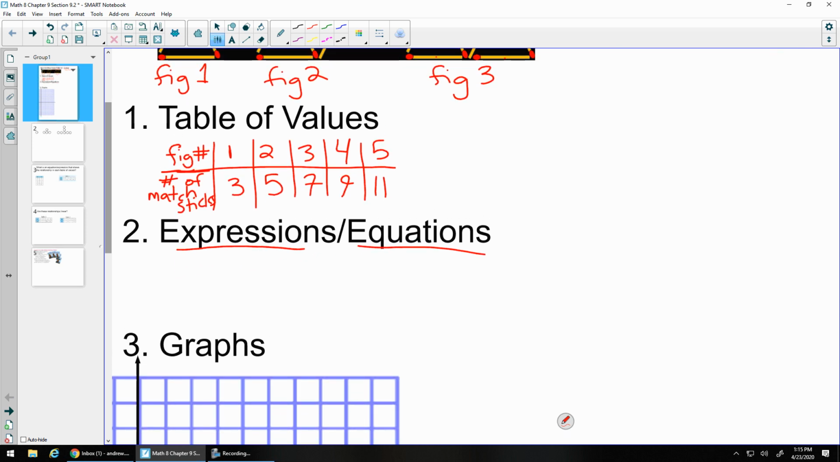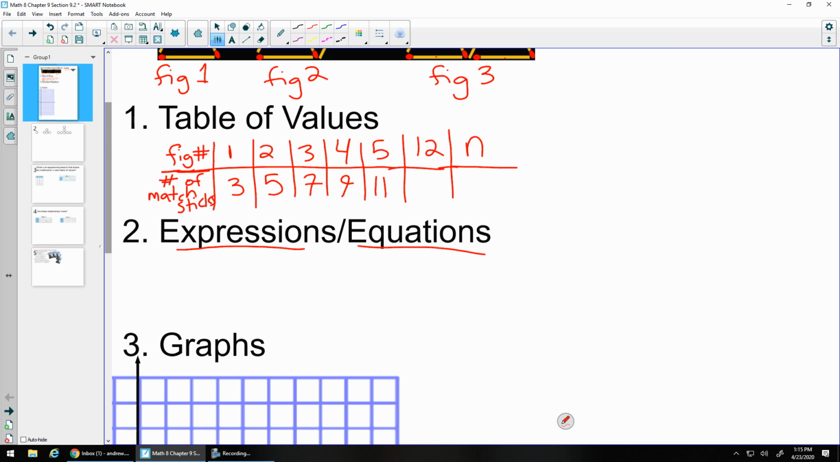Essentially, we're trying to say, well, how can we show this relationship to the figure number to get the number of matchsticks? Or what math are you having to do to get the number of matchsticks from your figure number? So for instance, what if I said, how many matchsticks would be in figure number 12? How could you figure that out without actually having to just continue your table? Or what if I said, how many matchsticks would be in figure number n?